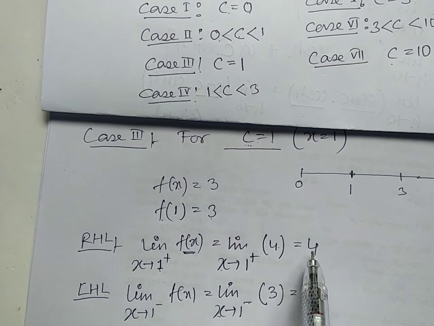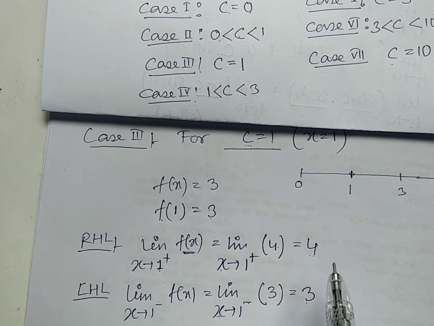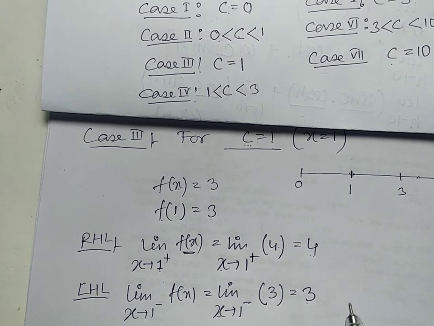So the functional value and the left hand limit and right hand limit, are they equal or what? The functional value is equal to the left hand limit but the right hand limit is not equal, so that's why the function is not continuous at x is equal to 1.